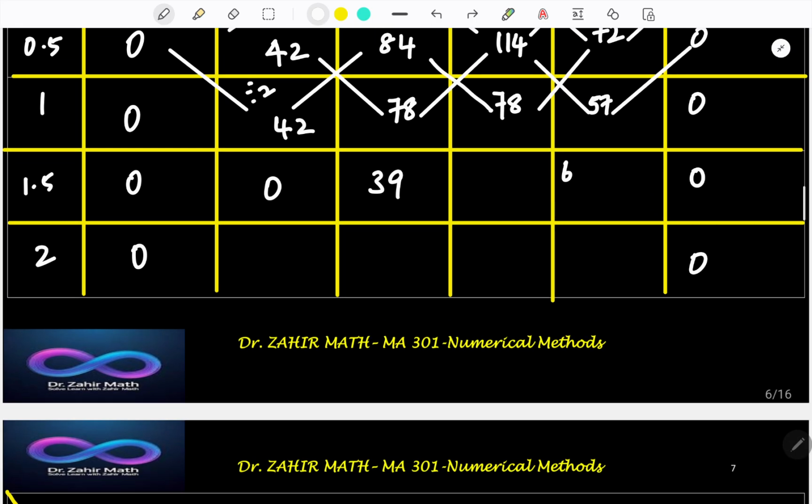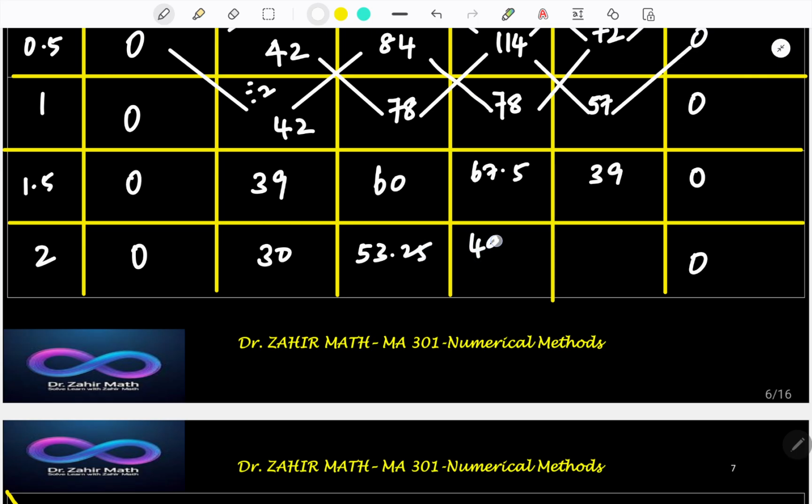Okay, right. So this value is wrong and this value is wrong. 1.50, 78, which is 39. Then this value, 42 plus 78, which is going to be 120, right? So which is 60, right? And then this 67.5, this is going to become 39. Next, this is 2, so this is 30. This is 53.25, 49.5, 33.75.